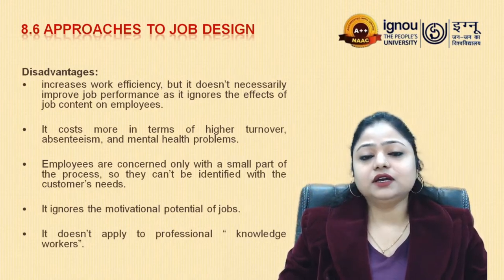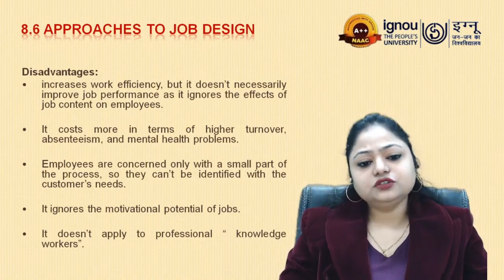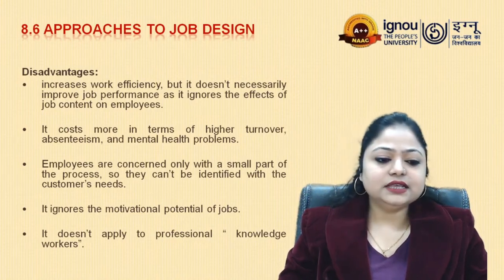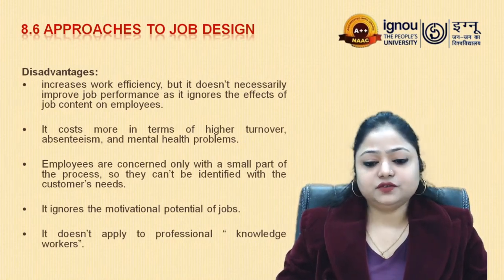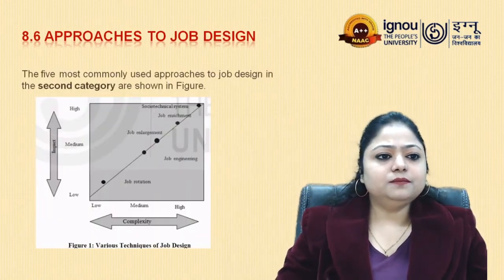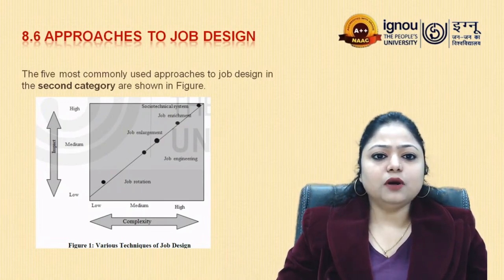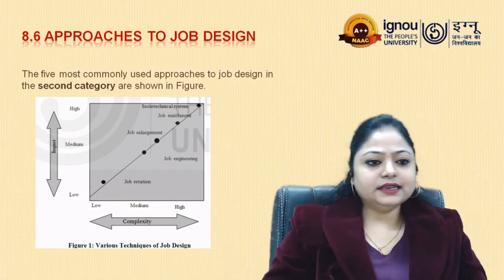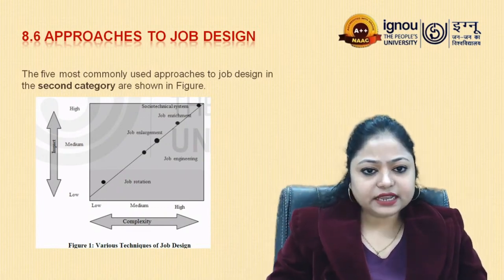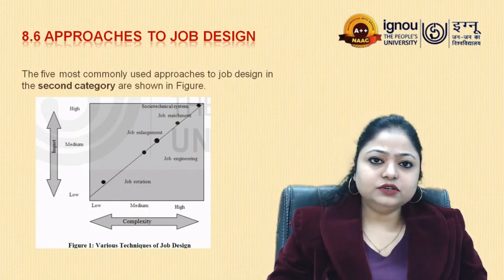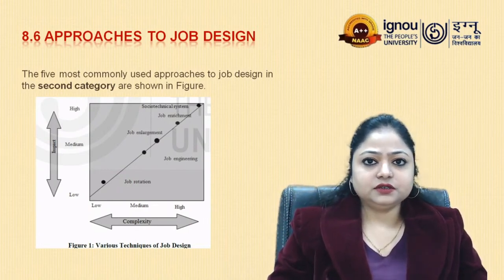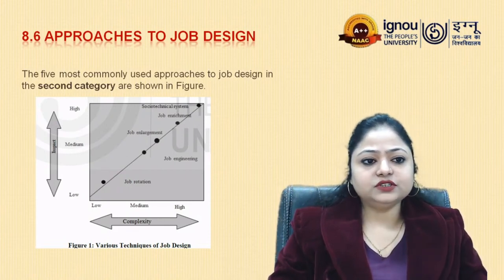So they can't be identified with the customer's needs. Then it ignores the motivational potential of the jobs and the employees. Then the other thing is that it does not apply to professional knowledge workers. So this second category of job design has the five most commonly used approaches of job design. Five different types of job designing can be there with the help of the second approach, second category, which was to design the job afterwards, when the role occupant has already got the job position.